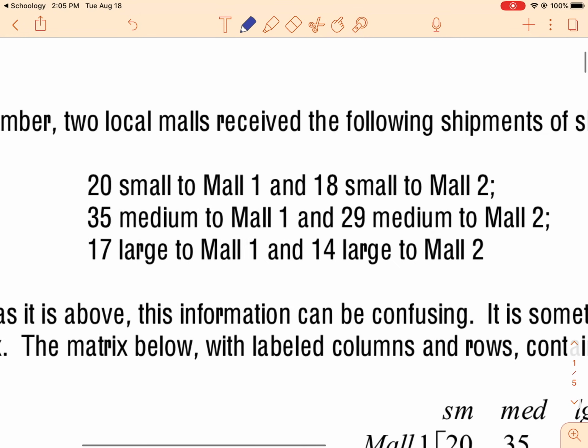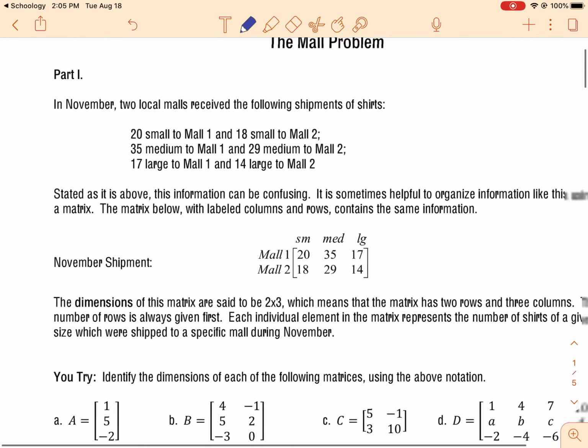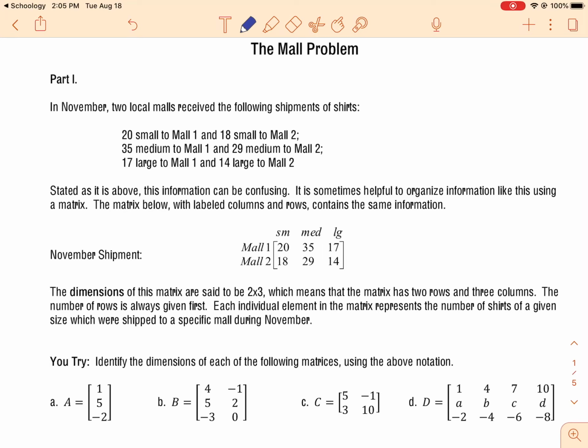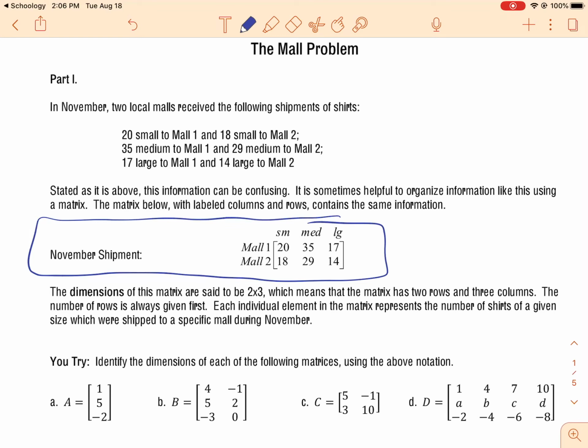All of this information can be organized in a different way. If we look at the November shipment, we can break those exact same numbers into this. The way we label it, we have rows and columns. And then we get even more specific, breaking up mall 1, mall 2, the small, medium, large, in order to organize each of those different rows and columns.